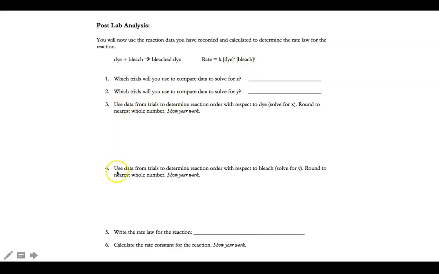And then in steps 3 and 4, I want you to actually use those trials and solve for x and solve for y and show me your work. Now, these numbers are not going to come out perfectly. Even in homework problems, they don't always come out perfectly. So you're going to round to the nearest whole number. So whatever ratio you get, it's not going to come out to a solid 1 or 2 or 3 or 4, but you'll round to the nearest whole number so that we can solve for x or y as a whole number.